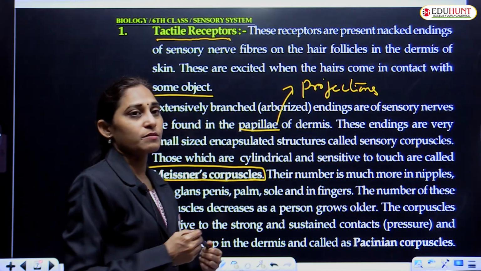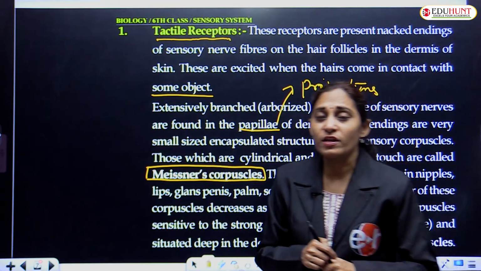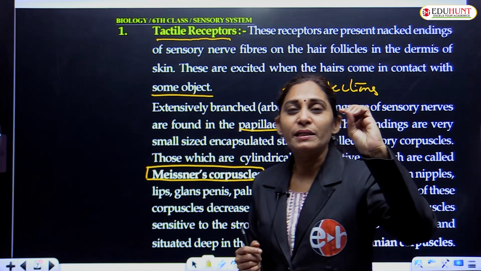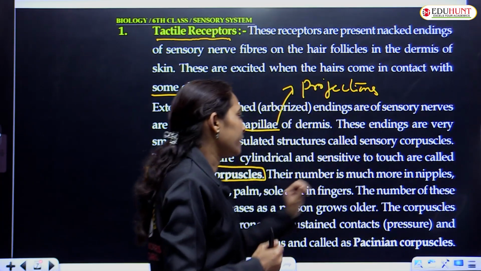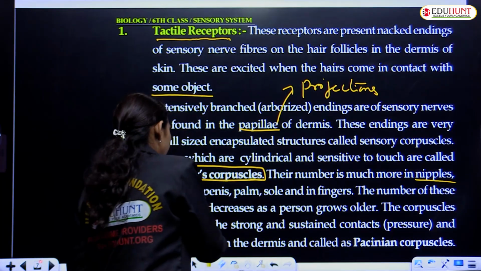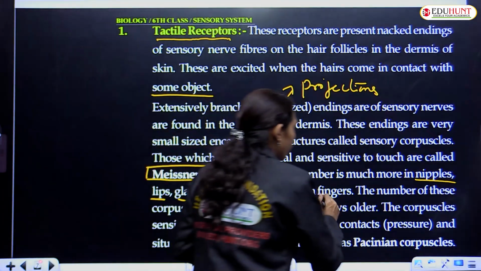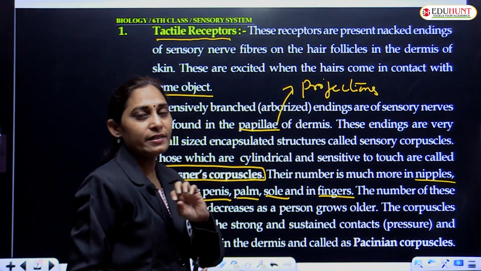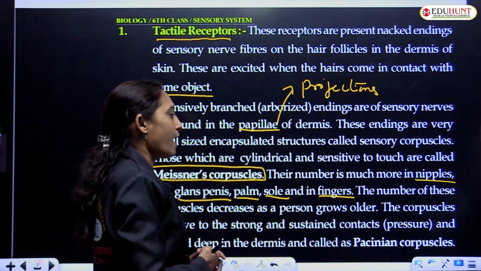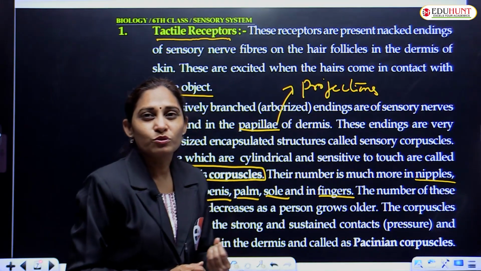And their number is much more in the more sensitive regions. What are the more sensitive regions of the body? The tips of the fingers, nipples, even lips, glans penis, even palms, arichethulu, soles, and the fingers. These are the highly sensitive regions. The number of these corpuscles decreases as a person grows older. అందుకే వాళ్ళకి సెన్స్ తగ్గిపోతూ ఉంటుంది.